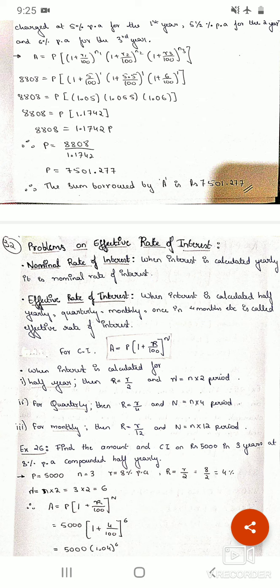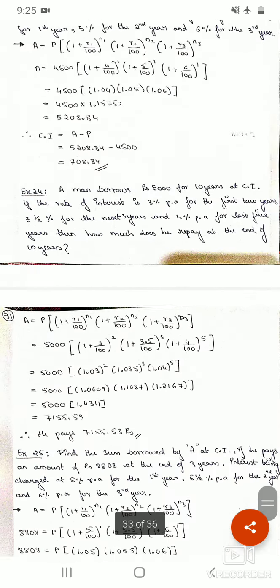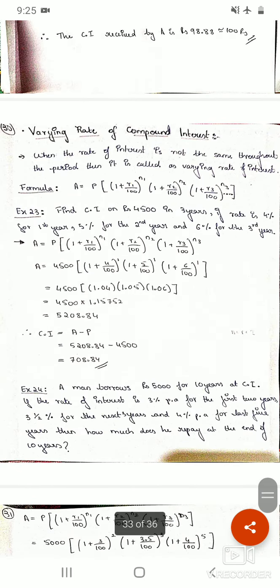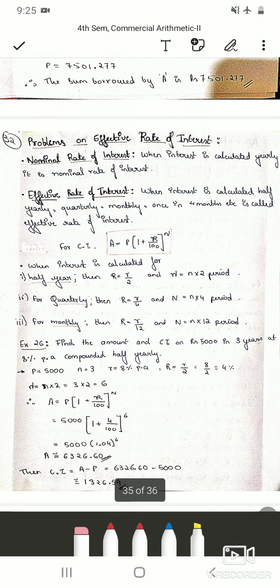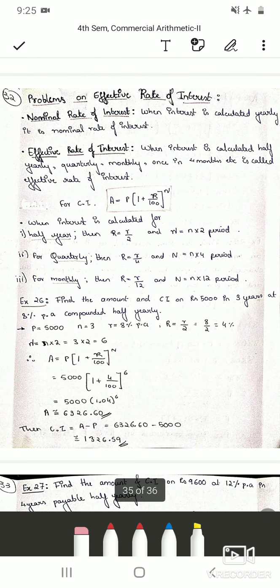So in the previous class we had studied problems based on varying rate of compound interest. I hope that concept is clear. Now we will see the next set of problems in this chapter, that is based on problems on effective rate of interest and nominal rate of interest.